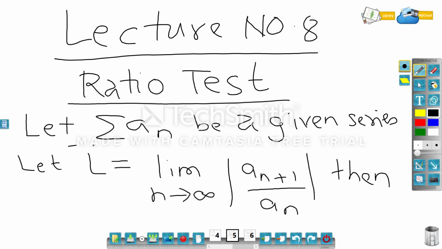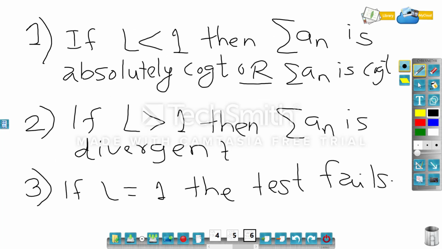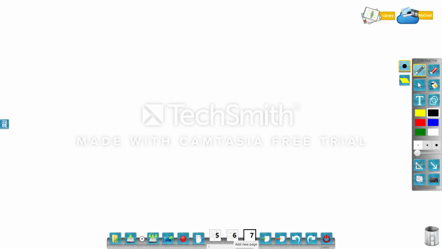So let me quickly recall what I have written. It says that if you have a series a_n and you need to calculate this L, then just check whether this L is less than 1, greater than 1, or equal to 1. If it is less than 1, then we can say that the series is absolutely convergent. If it is greater than 1, then we say that the series is divergent straight away. And if L is equal to 1, then the test fails. That means you are not allowed to apply the test.